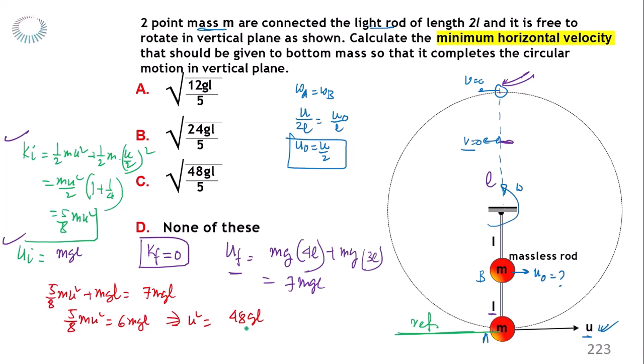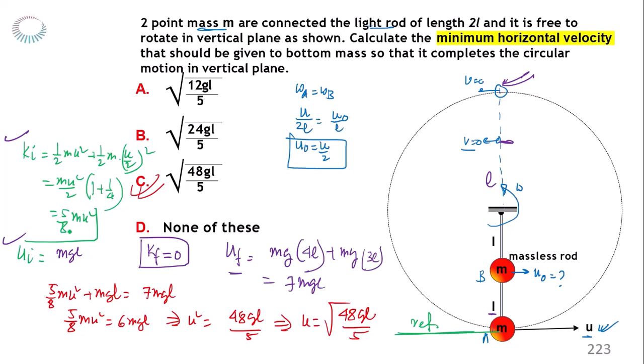48 gl by 5. So u should be equal to how much then? Root of 48 gl by 5. That will be the answer. Option number 5. Okay. So you have to be very careful regarding writing the energy equation.